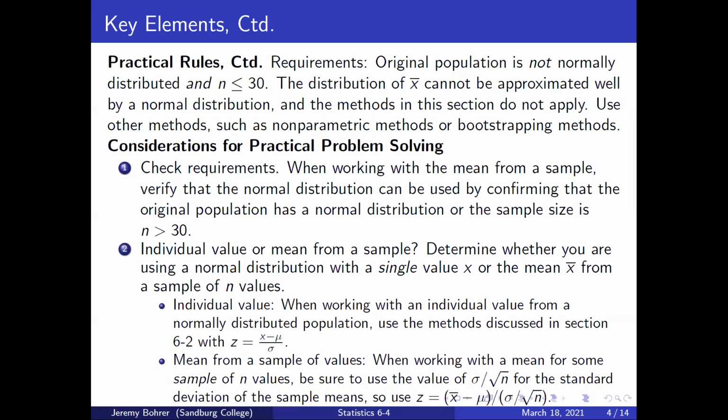Individual value or mean from a sample. Determine whether you are using a normal distribution with a single value x or the mean x bar from a sample of n values. The individual value: when working with an individual value from a normally distributed population, use the methods discussed in section 6.2 with z equals x minus mu over sigma. If you're dealing with a mean for some sample of n values, be sure to use the value of sigma over the square root of n for the standard deviation of the sample means. So use z equals x bar minus mu over sigma over the square root of n.